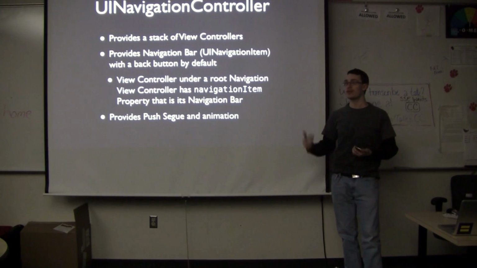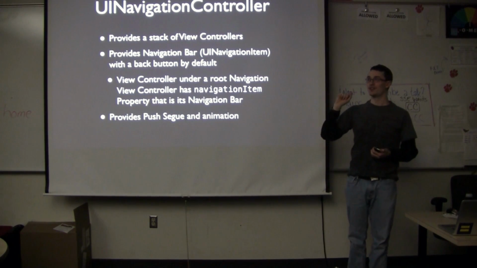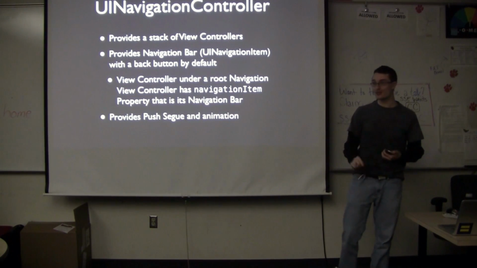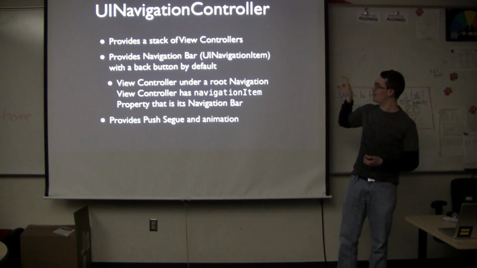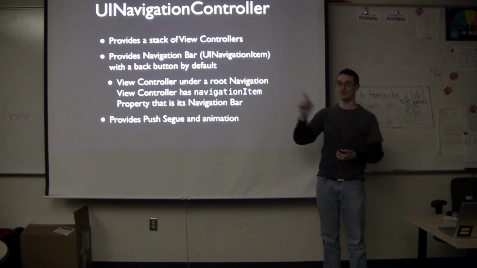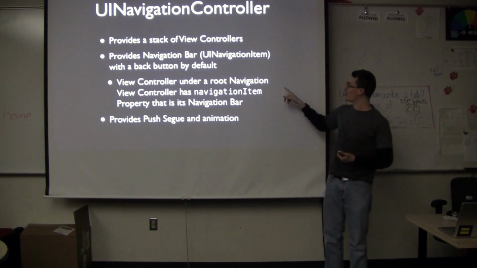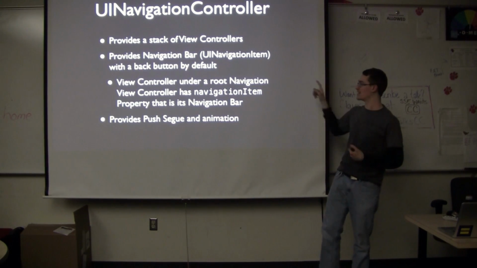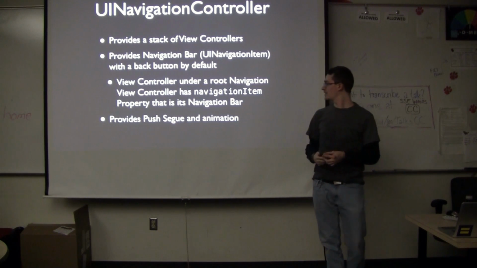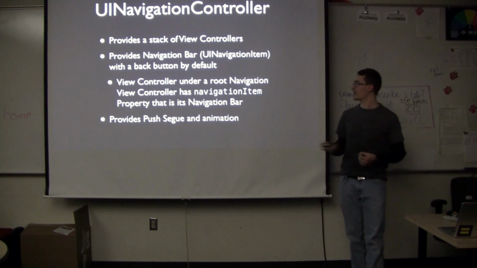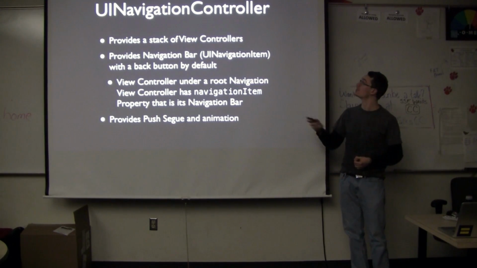Every view controller that is connected to the root UI navigation view controller has this navigation item up top, and it has it under the property navigation item. It's not called navigation bar or nav bar or anything. It's a navigation item, so it's called the navigation item property. And UI navigation controller provides the push and the push segue information and animation.